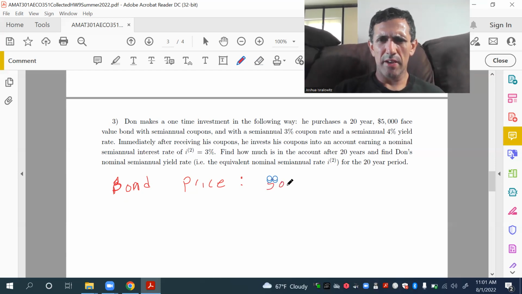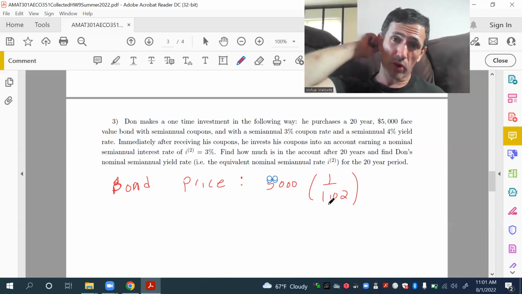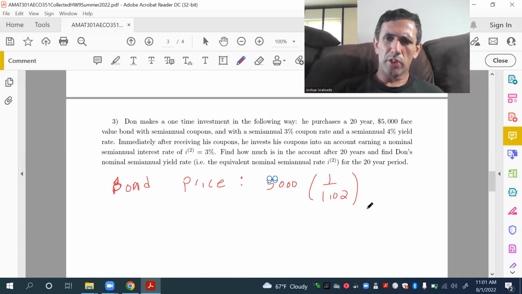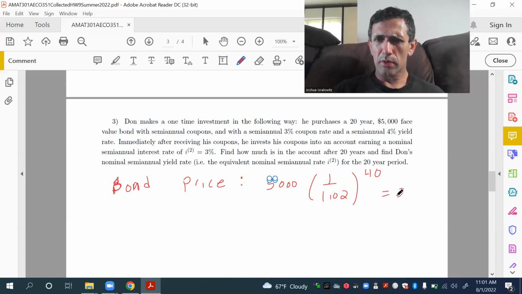let's get K in Makeham's formula. So it's face value 5,000 times 1 over 1 plus your actual semi-annual rate, which is 4% over 2, 0.04 over 2 is 0.02, to the power of 40 six-month periods. And this is 2264.5208.